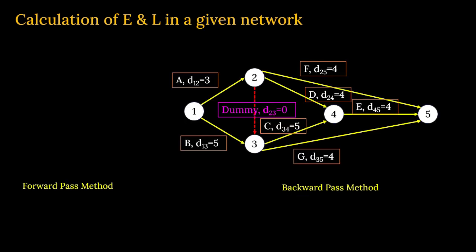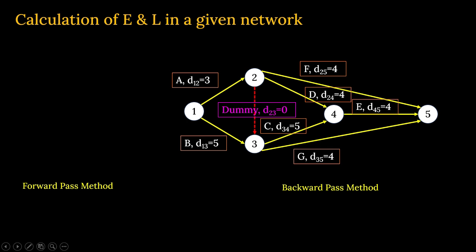Now let us take a ready-made network in front of us, the network we already developed at the beginning of this lesson. Here we can see the different activities. Activity A duration is 3, activity B duration is 5, activity C duration is 5 days. It is connected with the dummy activity, so no time is allotted. Activity F duration is 4, activity E duration is 4, activity G duration is 4.